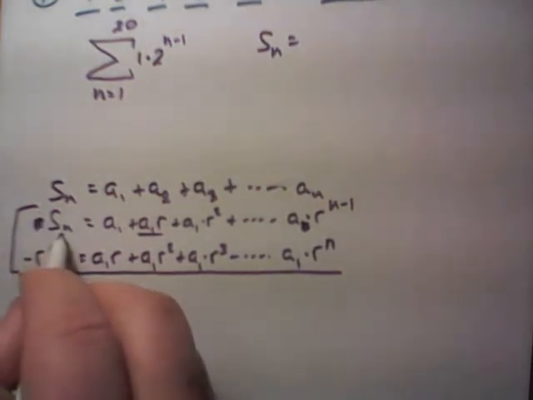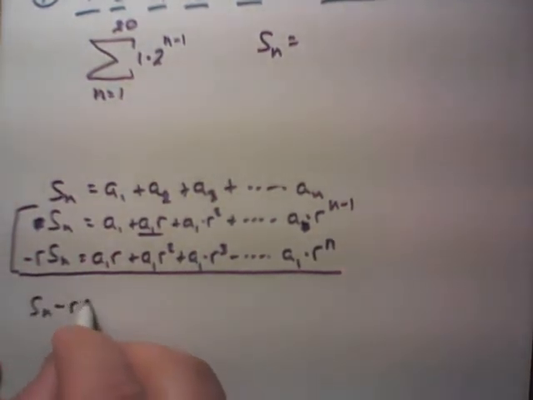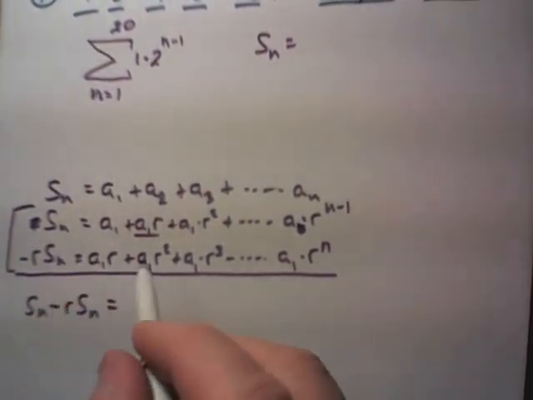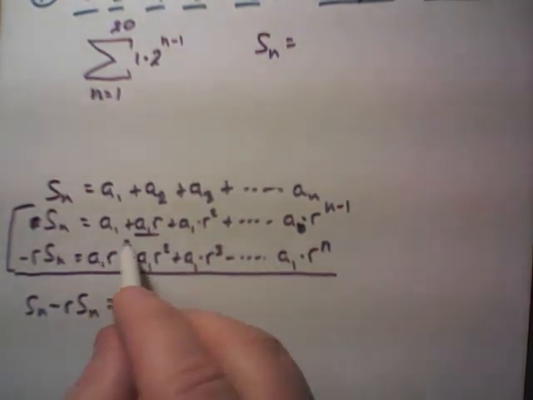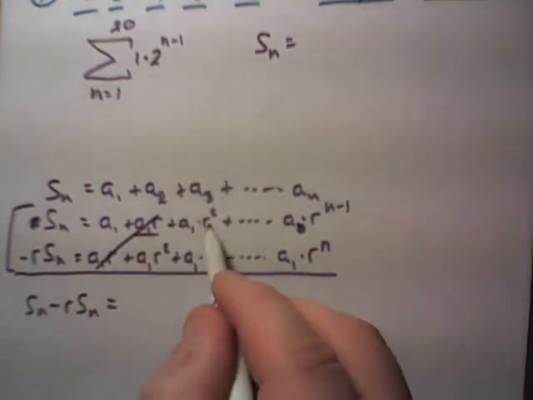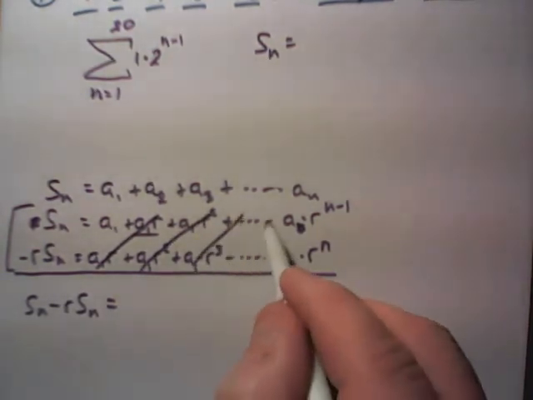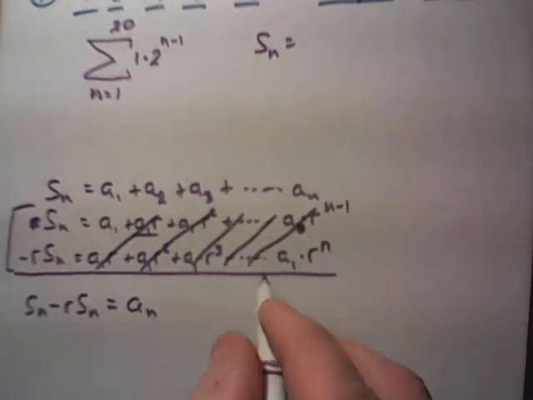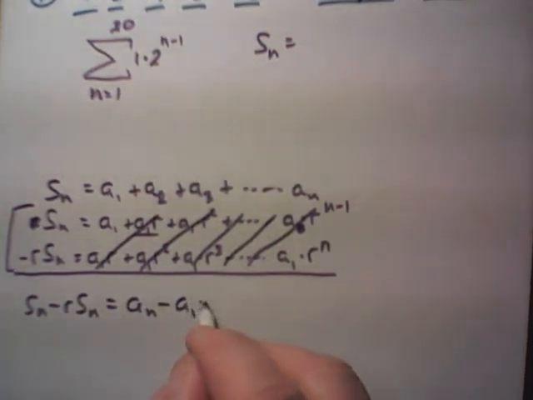This is like 1 times S. I can just write it like this. This side of the equation is going to be S sub n minus r times S sub n. And so the other side of the equation, if you look here, when I subtract these, a sub 1 times r minus this term, those are going to cancel out. A sub 1 r squared minus this a sub 1 r squared, those are going to cancel out. And we're going to have a bunch of terms that cancel out. And what we're going to have left is a sub 1 and then minus a sub 1 times r to the nth power.